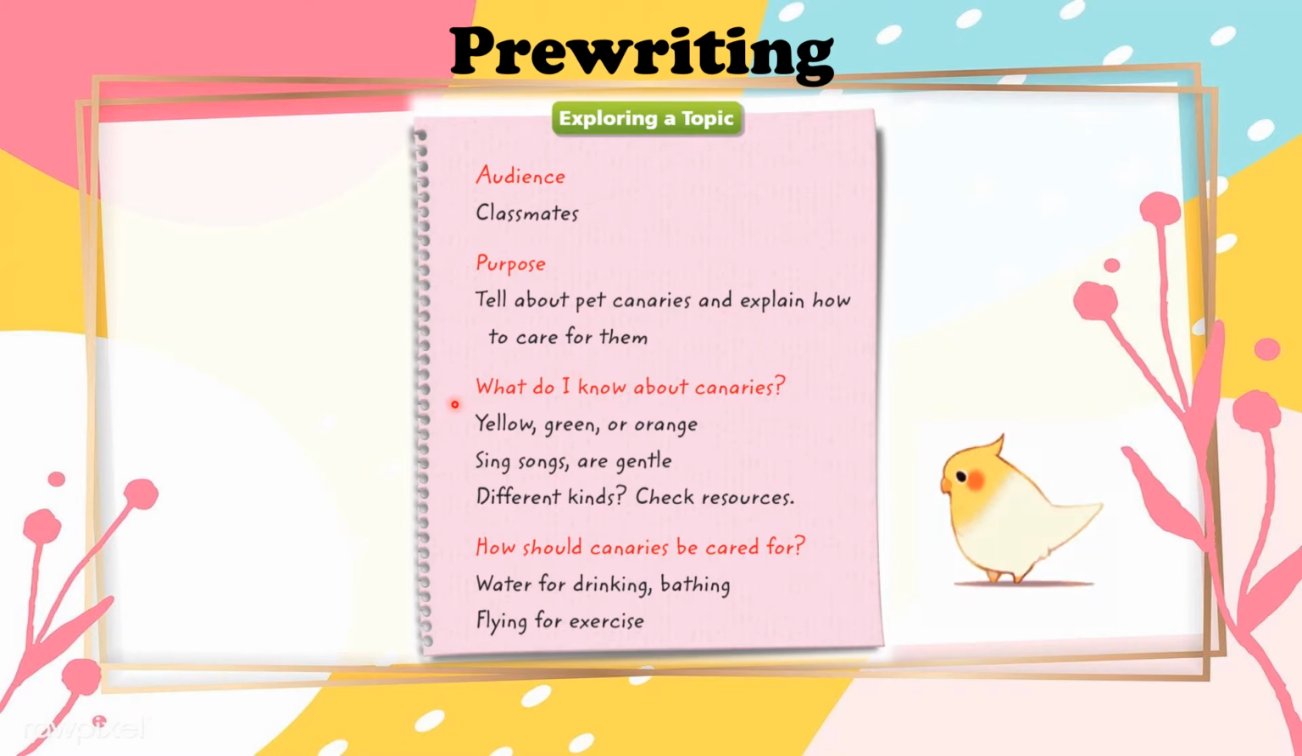Next, you have to ask yourself, what do I know about canaries? What about your background knowledge? What do you know about the topic? So in terms of background knowledge about this type of bird, we know that it's yellow, green, or orange in color. It can sing songs and has a generally gentle disposition. And does it have different kinds? If you're not sure about it, then you have to check reliable resources.